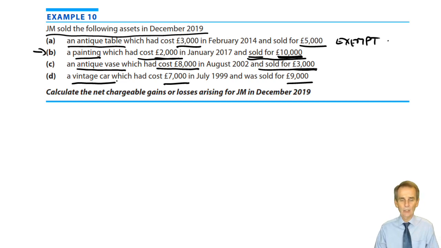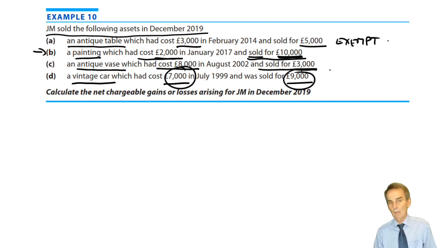And therefore, that is on your list of exempt assets. Therefore, these numbers are entirely irrelevant because it is exempt. Whether those numbers are less than 6, more than 6, whether one is below and one is above, it doesn't matter. That is exempt. Vintage car, it is a car, that is exempt.